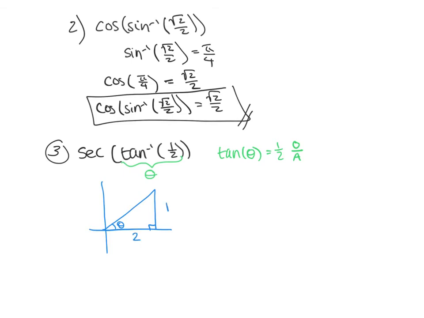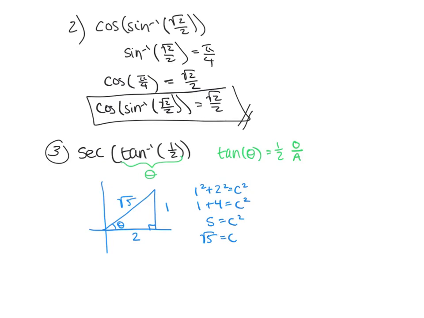Now we want to find our hypotenuse. I'm going to do that using the Pythagorean theorem. 1 squared plus 2 squared gives me c squared, or hypotenuse squared. 1 plus 4 gives me c squared. 5 is equal to c squared. So we have the square root of 5 is equal to c.